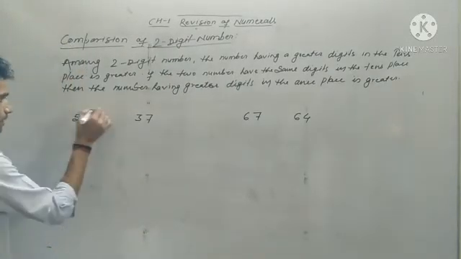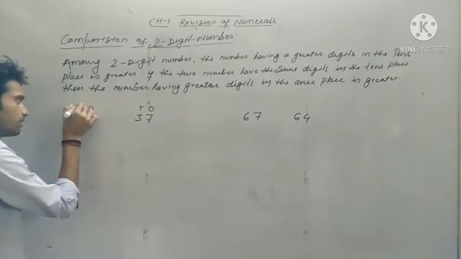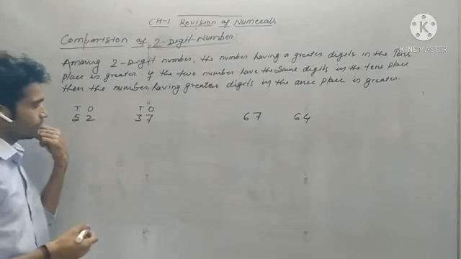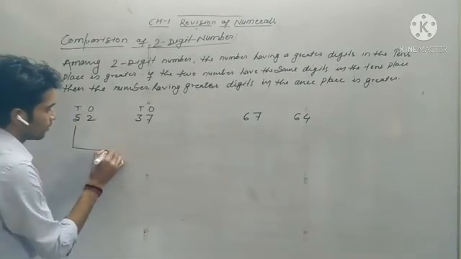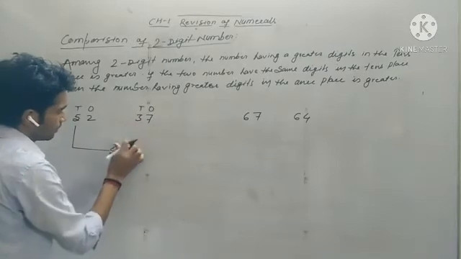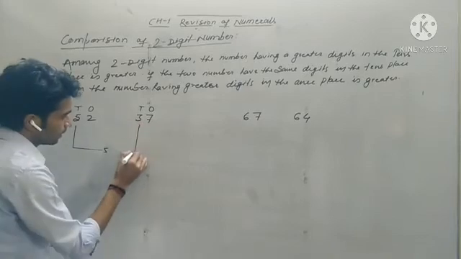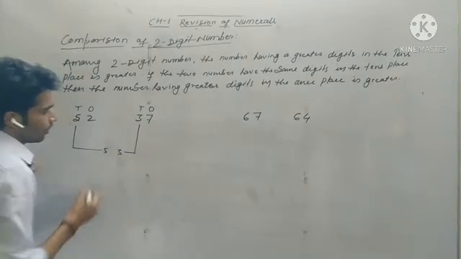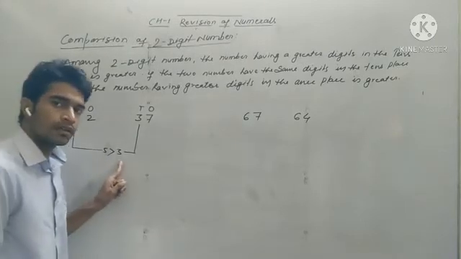So this is ones place and this is tens place, and this is ones place and this is tens place. First of all, we have to compare the tens place. So the tens place is 5 here, and here the tens place is 3. So 5 is greater than 3.